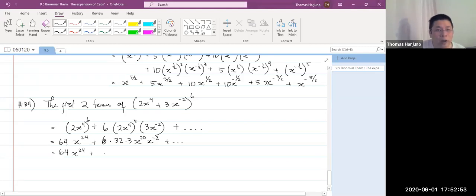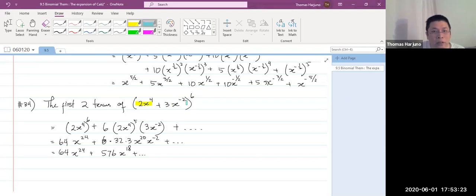32 times 18 is 576 x to the 18. I hope you get it. I don't want you to get distracted with the computation. I want you to pay attention to the pattern. It's a plus b, right? So it will be a to the 6th, a to the 5th, b. That's the first two terms.